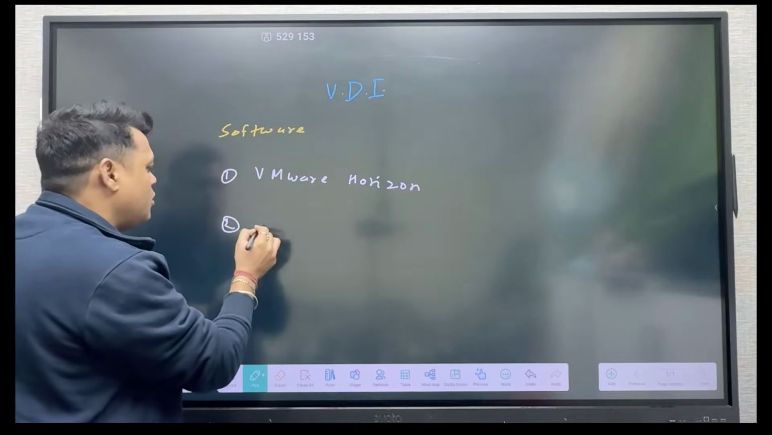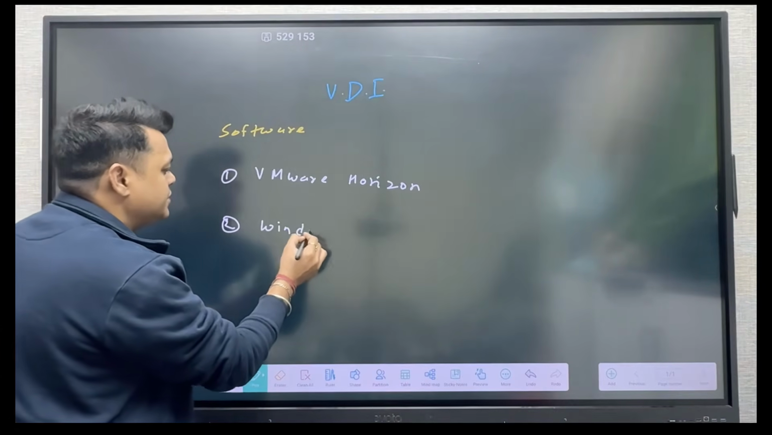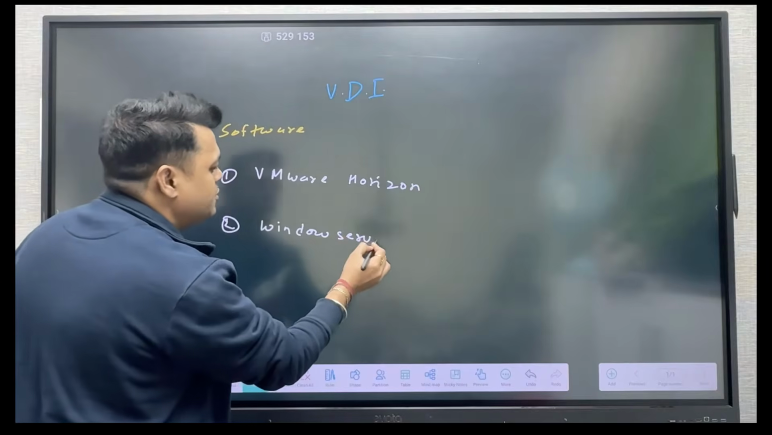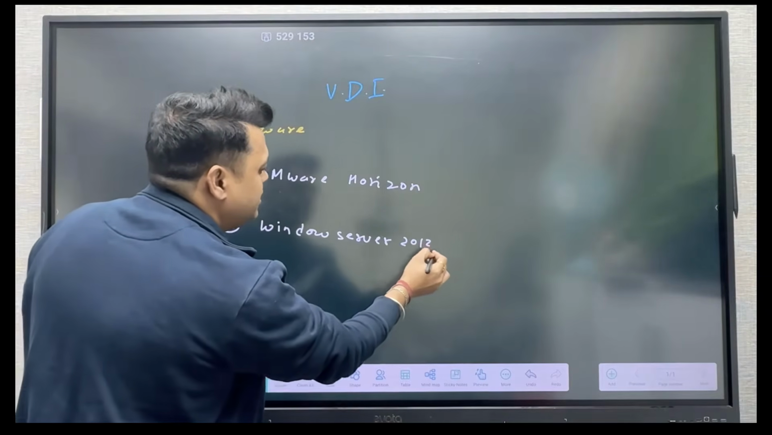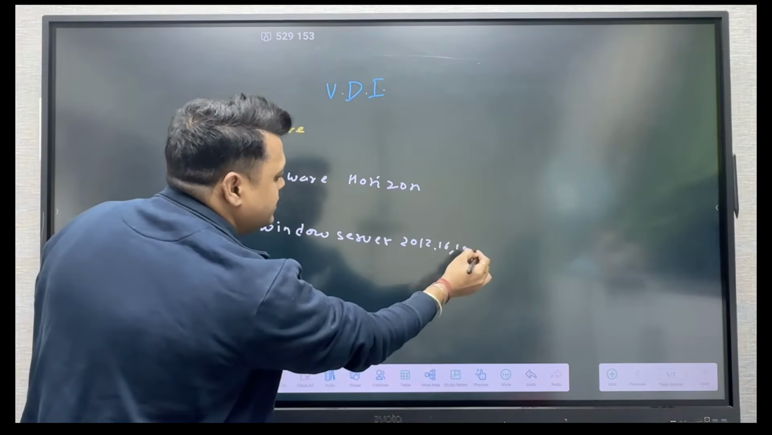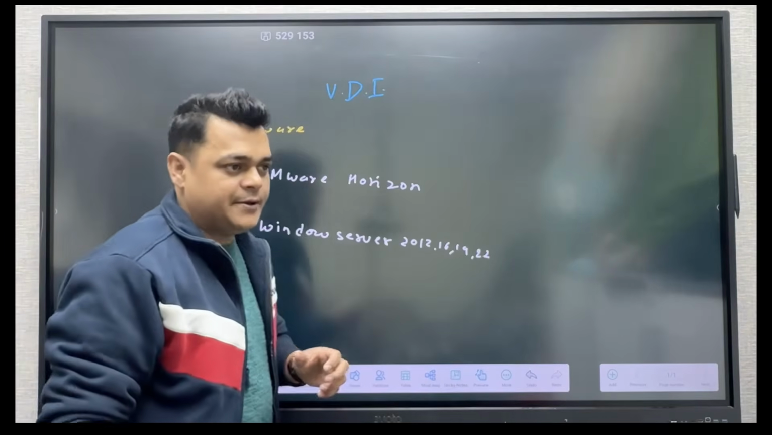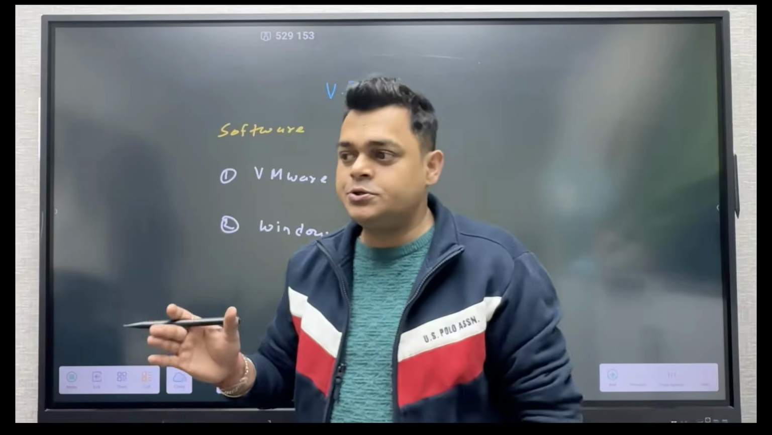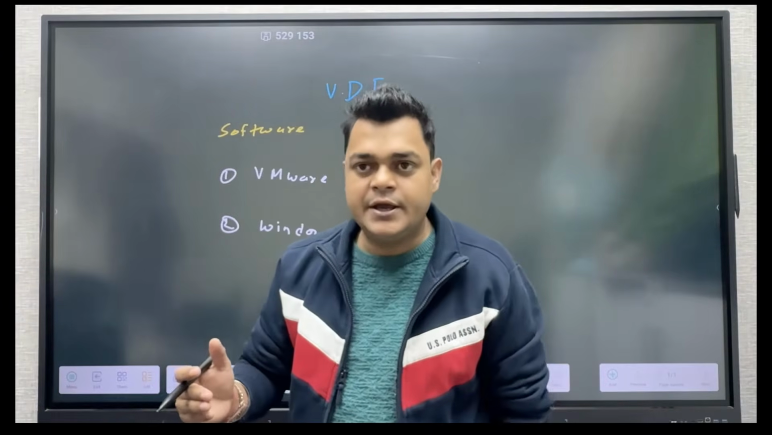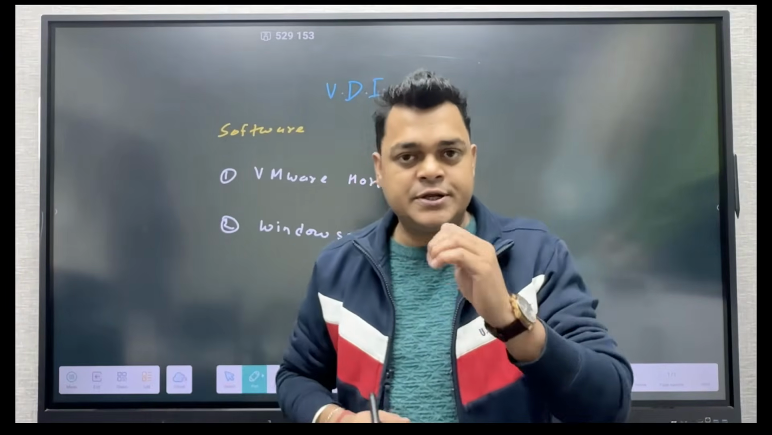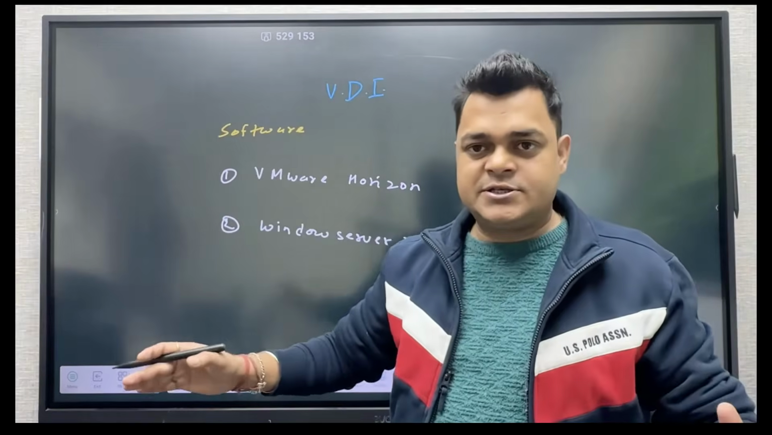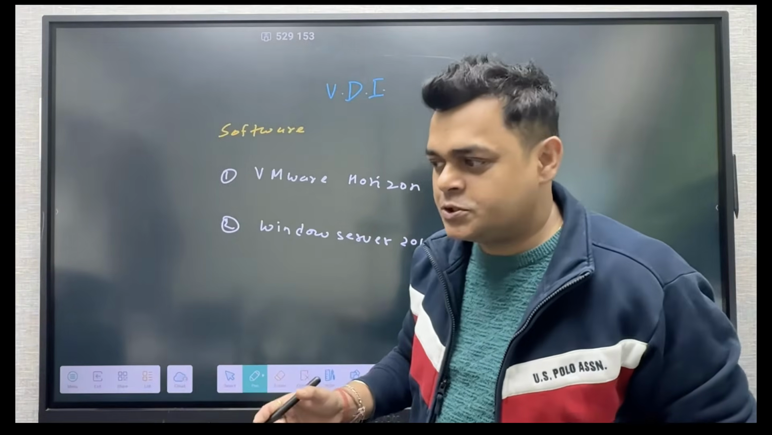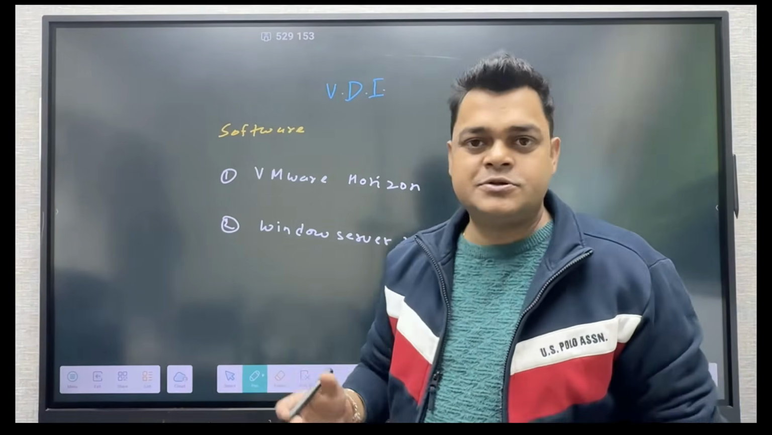Number two, all Windows Server operating systems, maybe 2012, 16, 19, 2022, and 2025. Each and every server operating system gives us an option to install the role for VDI, and with the help of this particular role, you can establish your own infrastructure and get access to your virtual machines from multiple users at the same time.